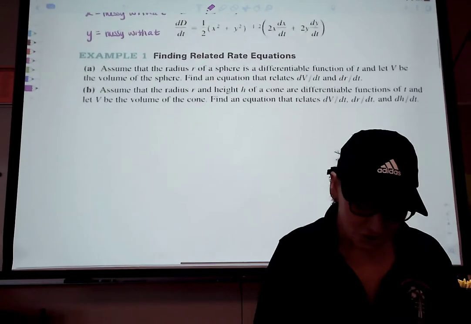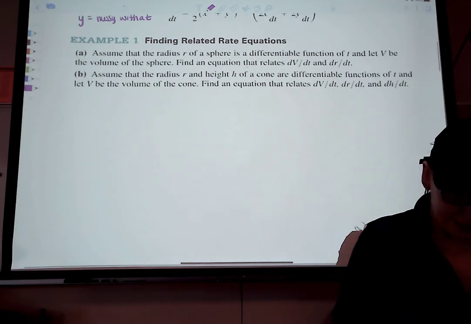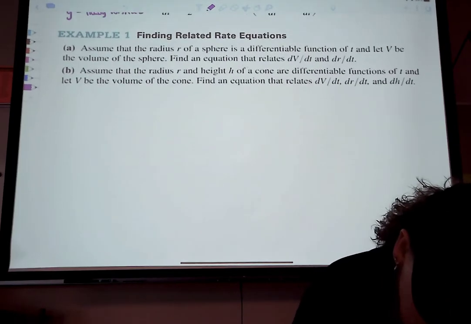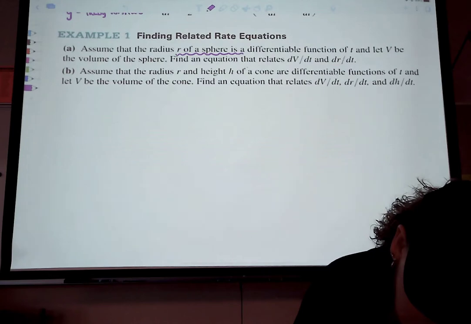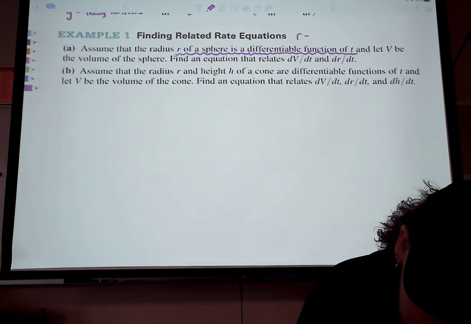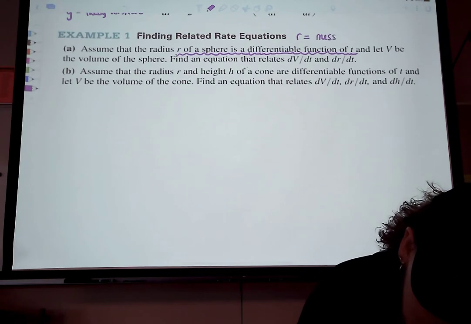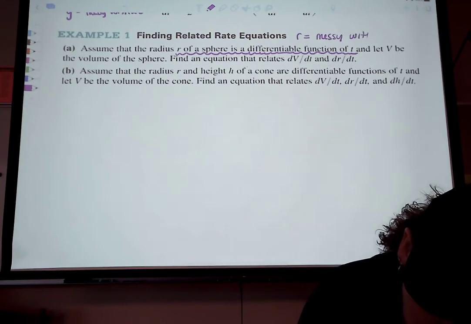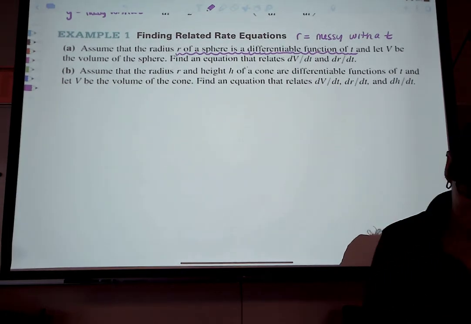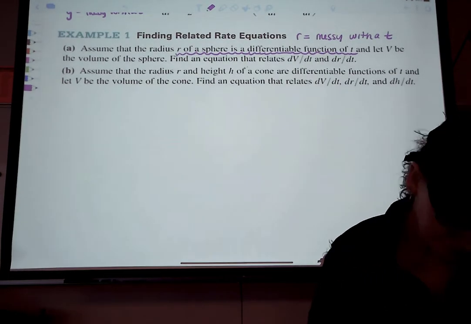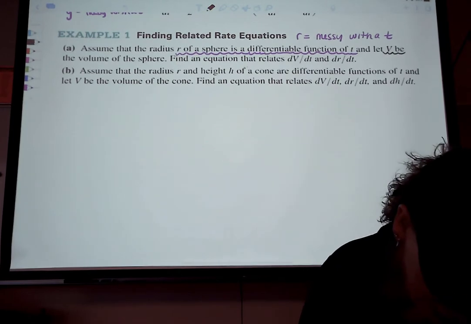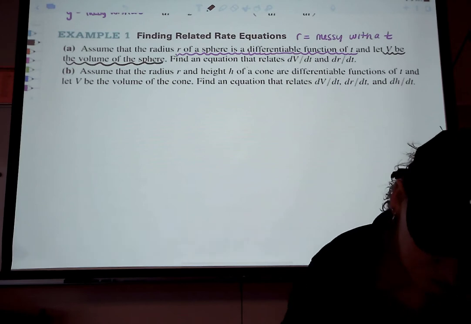All right, we're going to get it started pretty easy. Some pretty easy problems. So here's how it starts. The radius of a sphere is a differentiable function of t. Here's what that means. R is some messy function with a t in it. That's all it means. And we've got V, capital V, is the volume of a sphere.